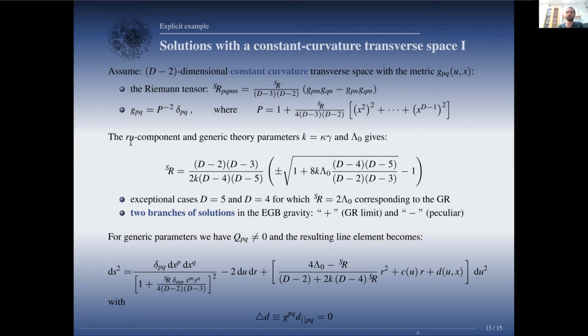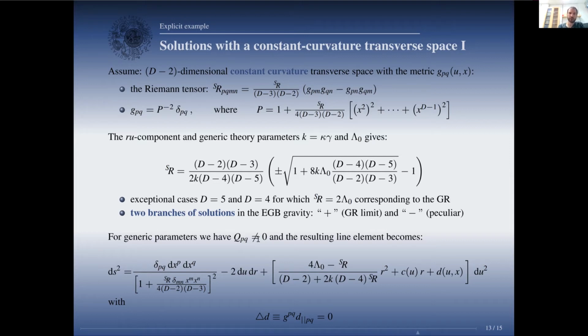The RU component of the field equations, as I said, is some coupling between transverse space geometry, and immediately gives a condition for the scalar curvature of this transverse space. As you can see, there are two branches of solutions because there is a square root, and the plus branch has a GR limit. You can simply expand the square root and see. And the minus branch is just a case in the Gauss-Bonnet theory, which has no GR limit.